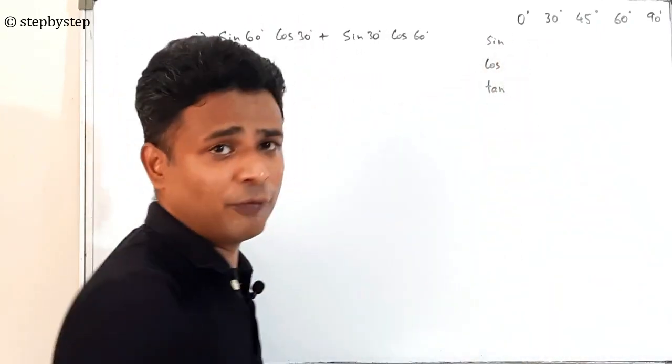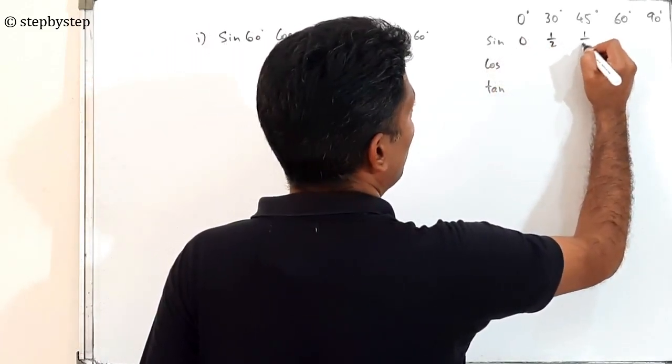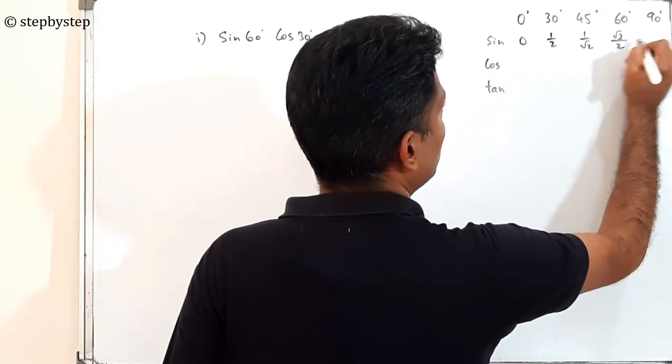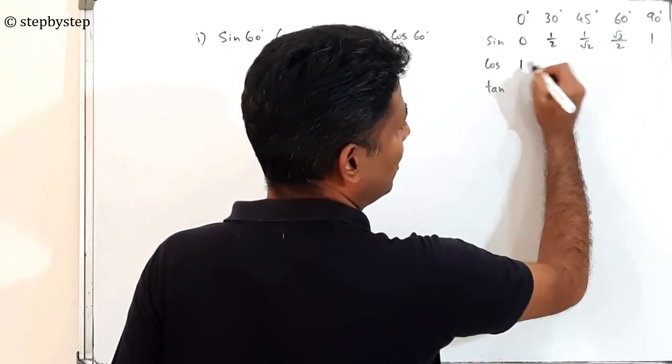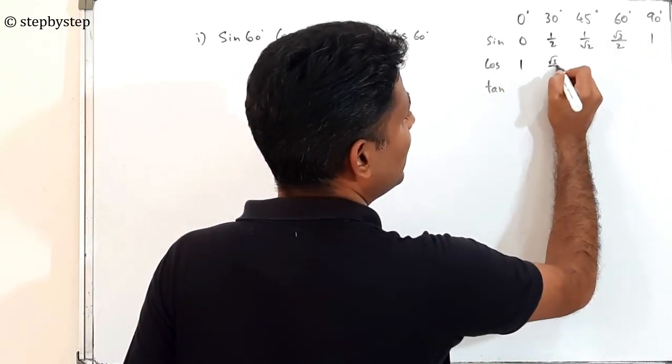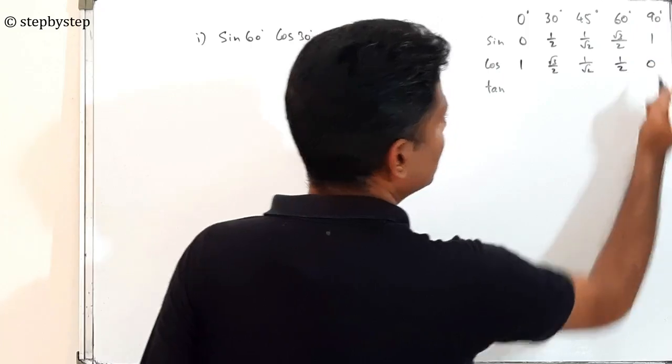Now we just need to remember for sine. Starts from 0 to 1. So 0, 1 by 2, 1 by root 2, root 3 by 2 and 1. Cos is opposite. Here it ends with 1. Here it will start with 1. Then root 3 by 2. Then 1 by root 2. Then 1 by 2 and 0.